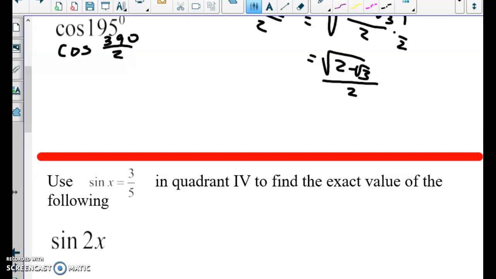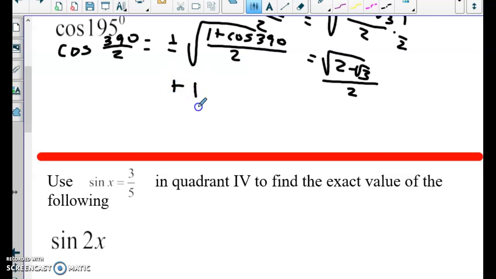So I have the cosine of 390 divided by 2 equals plus or minus the square root of 1 plus the cosine of 390 all over 2. And we know that 390 is in the first quadrant. It would be the same angle as 30 degrees. It's just a lap later. So we know it's a plus.